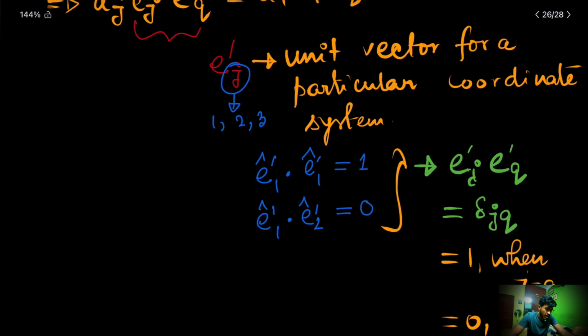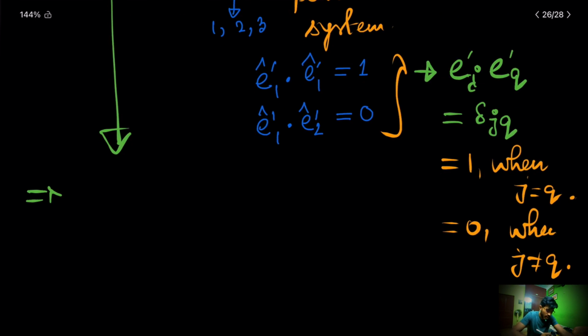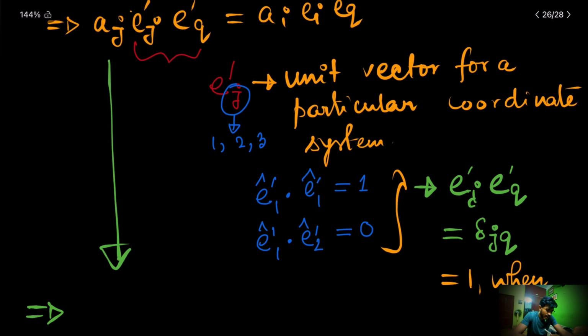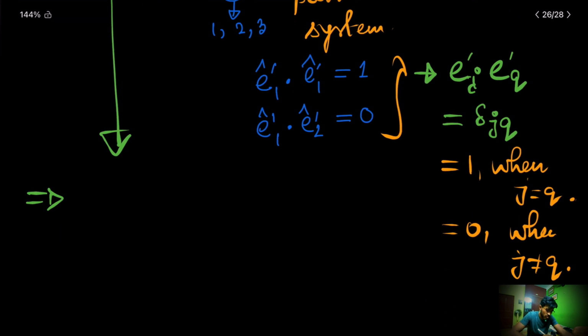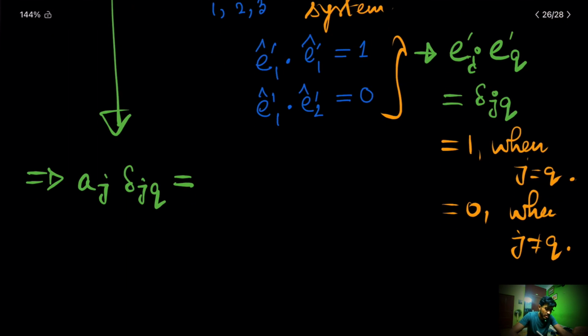So I will now proceed through this step here. See, I can write here Aj into delta jq, and that will be equal to Ai into ei into eq dash.